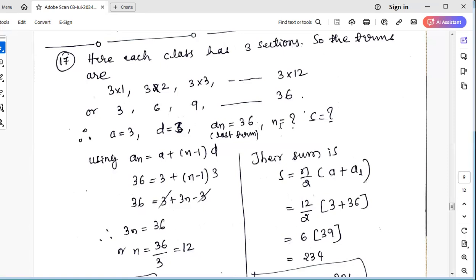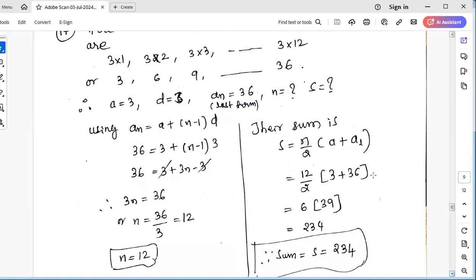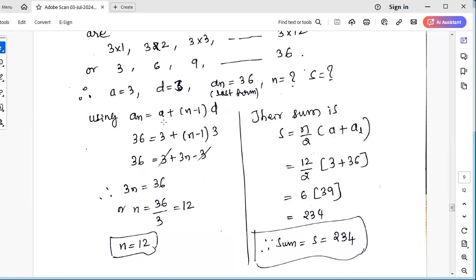We have to determine how many terms are there and their sum. So using the nth term formula, an is equal to a plus n minus 1 into d, I will put all the values. an is 36, a is 3, plus n minus 1 into d, d is 3. So I will determine the n here. So 36 is equal to 3 plus 3n minus 3. Multiply this 3 to this bracket, so it is 3n minus 3. 3 gets cancelled. Therefore 3n is equal to 36, or n is equal to 36 divided by 3, which is equal to 12. So that means there are 12 terms in the AP.